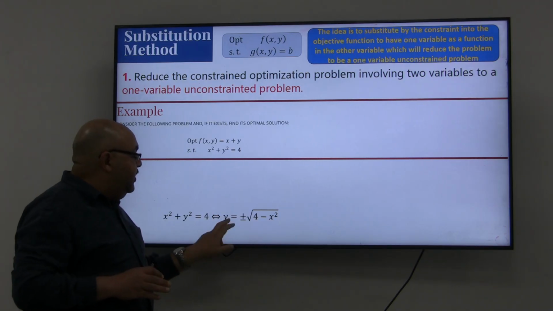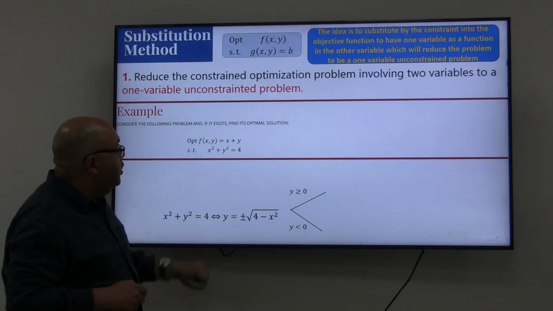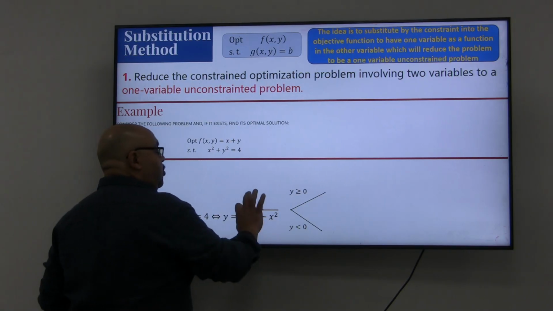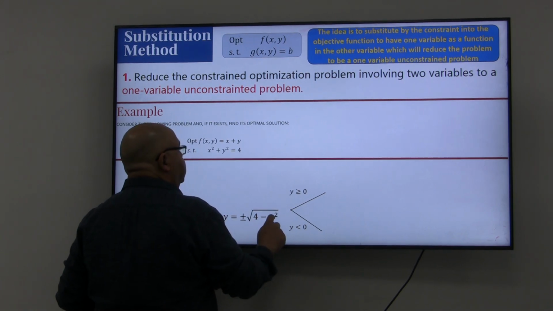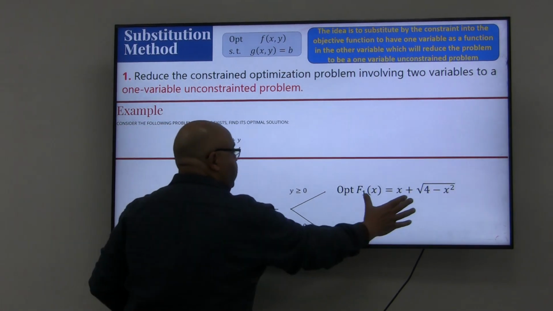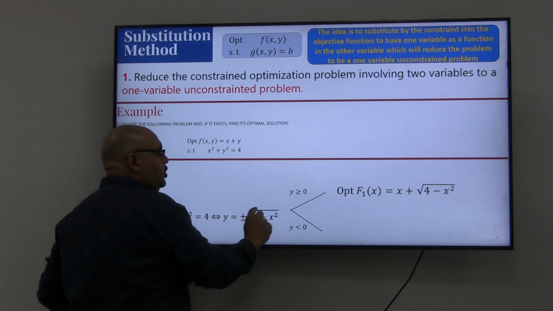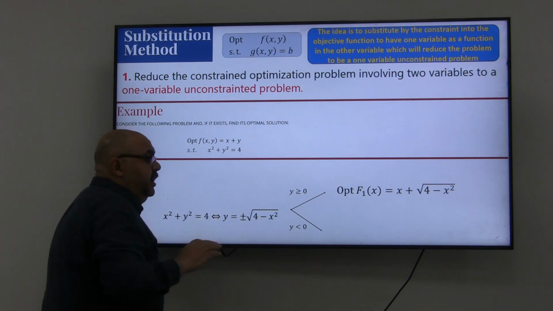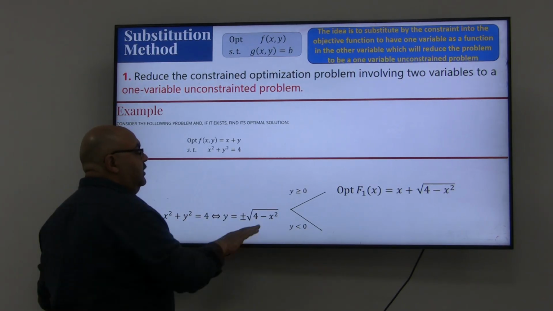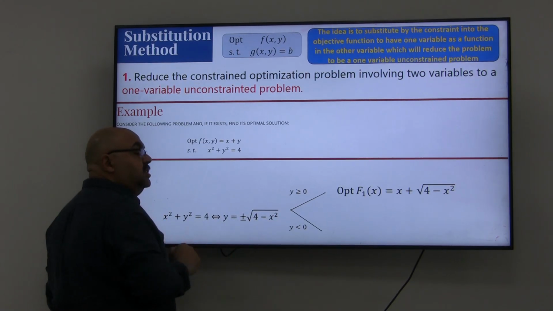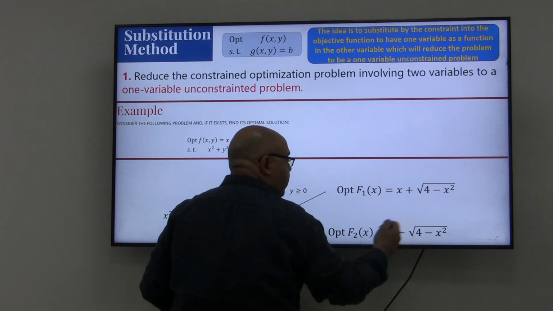So I will take this relation and substitute it in my optimization function. If y is greater than 0, I will take the upper wing, which is the root of 4 minus x squared. That's my objective function: x plus the positive of this root. If y is less than 0, I will do exactly the same, but take the lower wing of this function, so it's going to be x minus the root of 4 minus x squared.